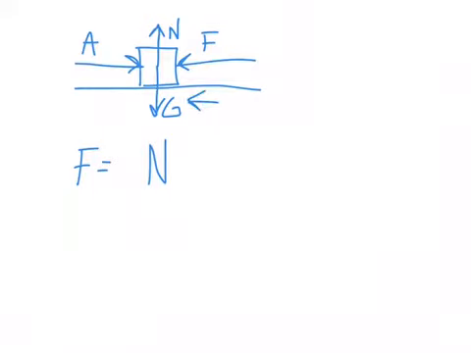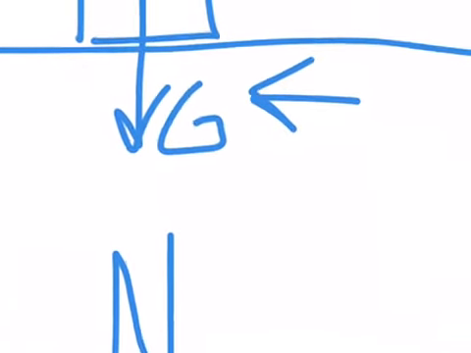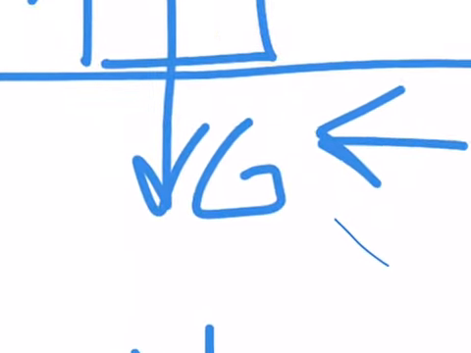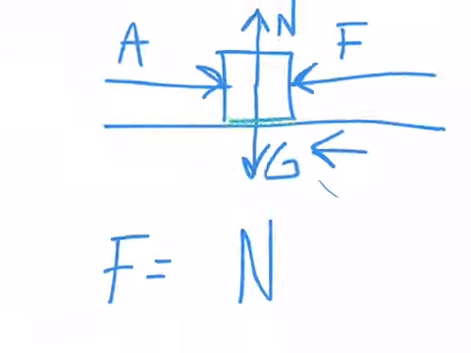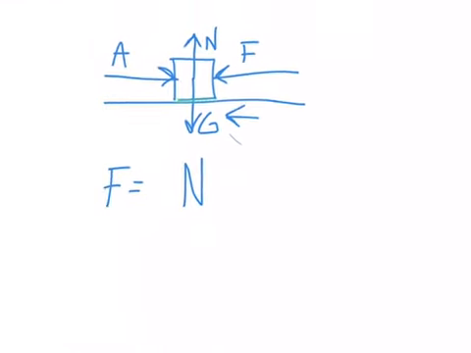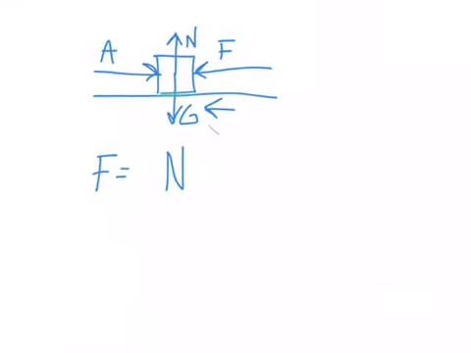The other thing that it's going to depend on, if we zoom in to the bottom of the box here, you're going to see that the floor has tiny little bumps and the box has tiny little bumps. Those bumps are called micro welds, and they get stuck together. That's what gives us this friction, those micro welds. And we measure that by this value called mu. This is the Greek letter mu.